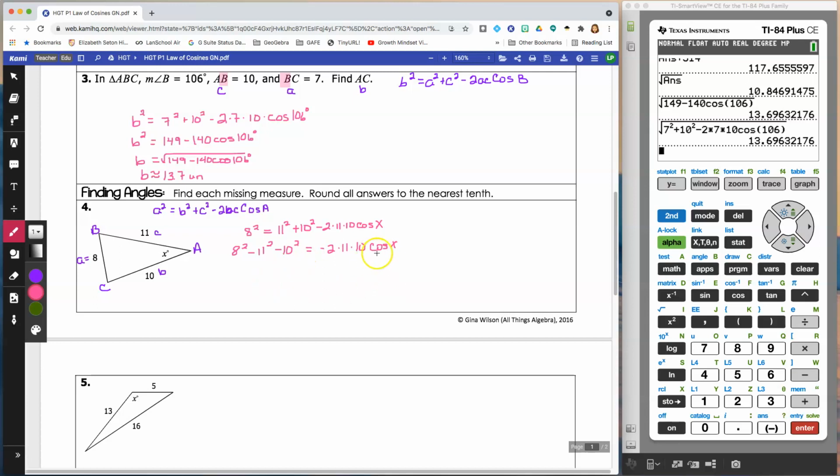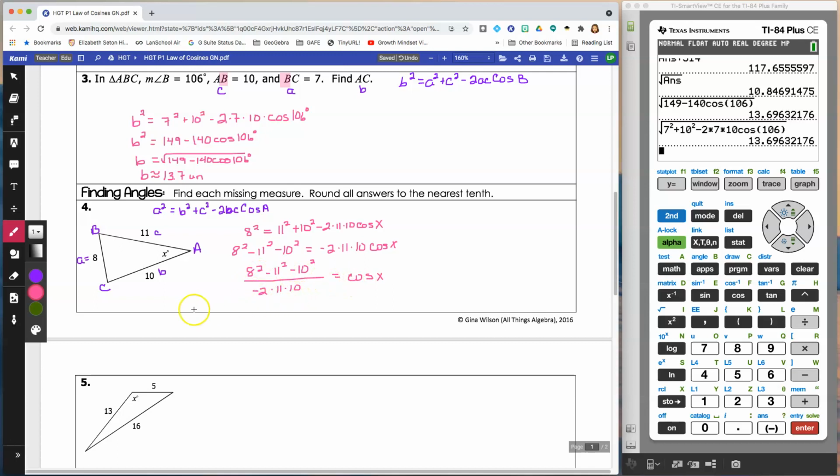Now the next thing I want to do, I'm still trying to isolate the cosine of x. Well, since this is negative 2 times 11 times 10 times the cosine of x, to isolate this, I'm simply going to divide by negative 2, 11, and 10. So what I get is 8 squared minus 11 squared minus 10 squared divided by negative 2 times 11 times 10. This is equal to the cosine of x.